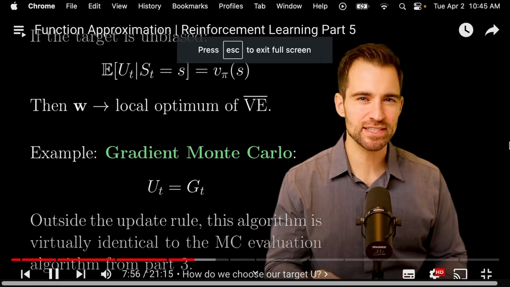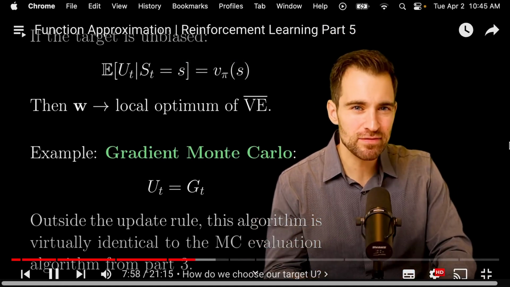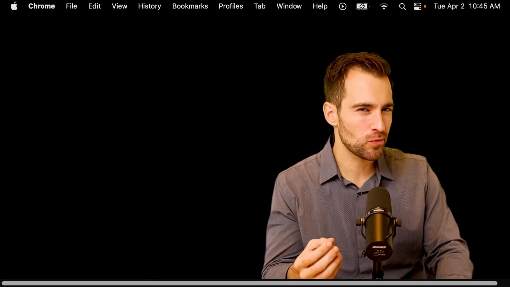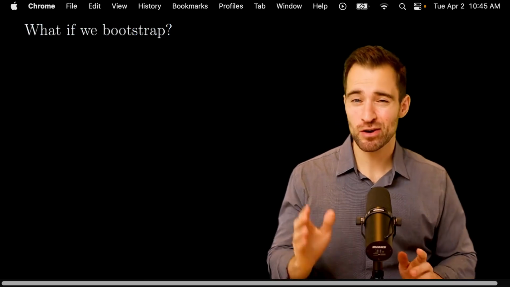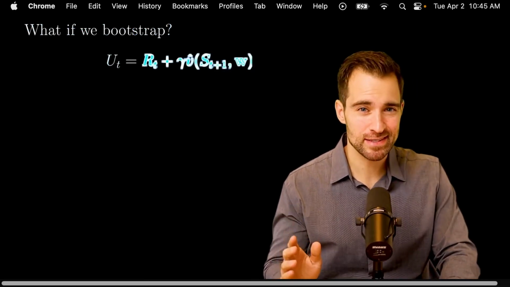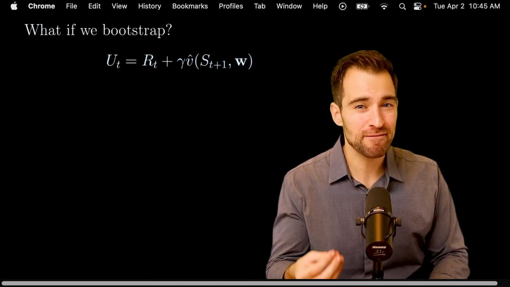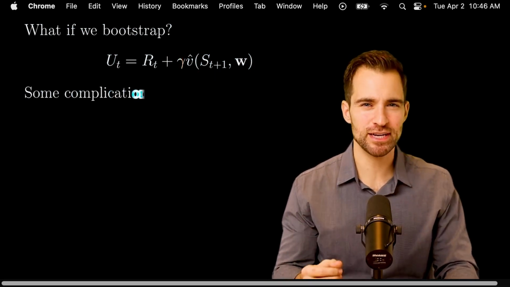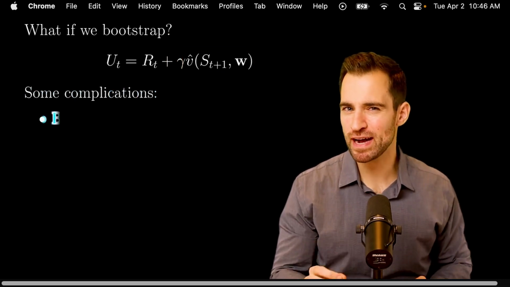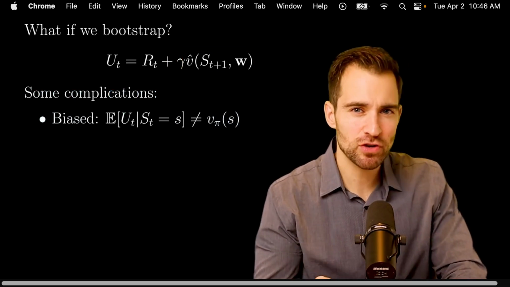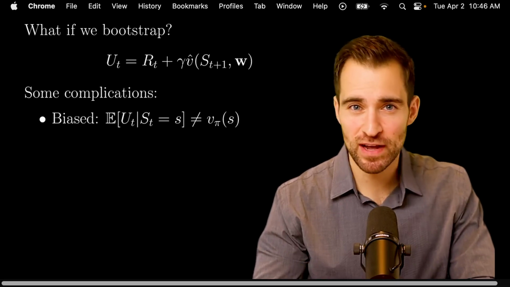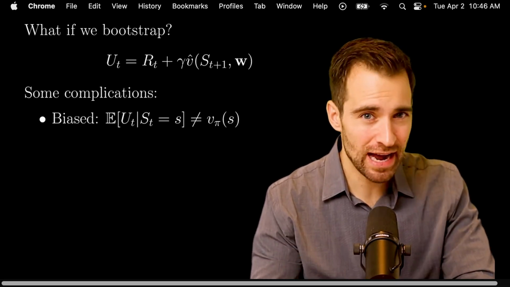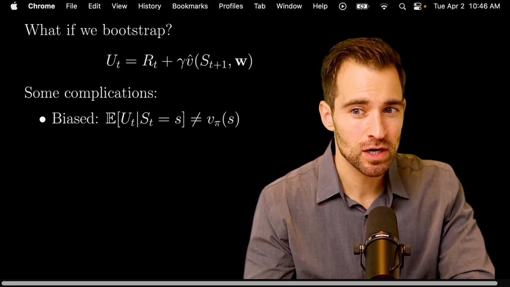But MC has its drawbacks. Waiting until the end of each episode is quite a constraint, and it can make learning a lot slower. So, what if we bootstrap? Meaning our target is something like this, where we're using a one step ahead value estimate as part of the target. Well, this will create some complications. First, it's biased. Think about right after you initialize W. Is the expected value of U with your garbage estimate inside it going to, on average, equal the true value?